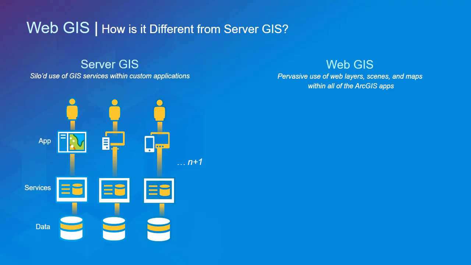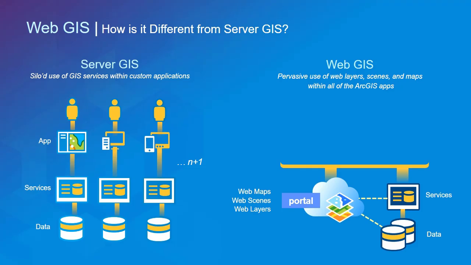It's a complete spectrum of apps, and all of the apps within that framework are able to make pervasive use of all of those layers, scenes, and maps. So now, that platform is really what we term Web GIS. You'll notice that the same data is still there under the hood. There are still services powering all of these things, but they get abstracted away by the portal, which is a central part of the Web GIS infrastructure.